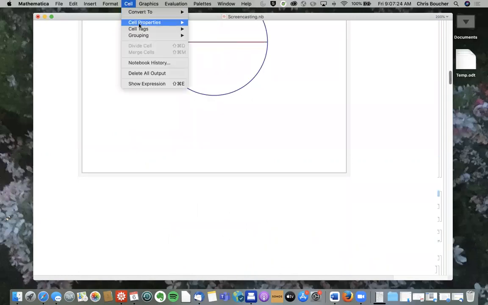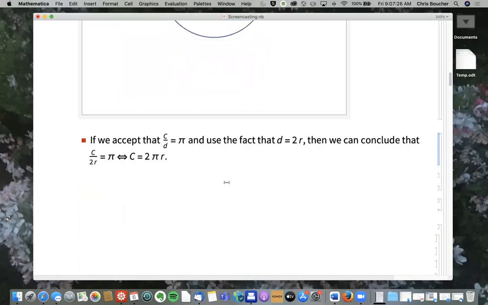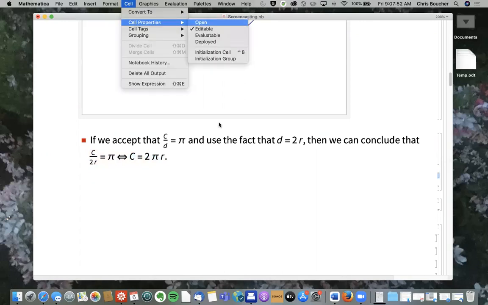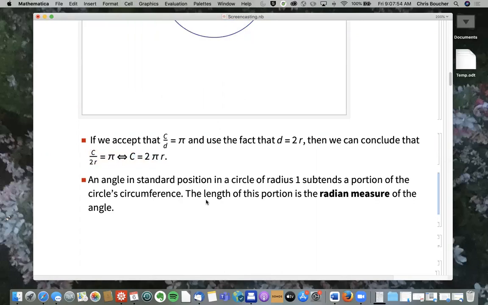Okay, so if we accept this fact, that C over D is equal to pi, and the diameter, of course, is twice the radius, the radius is halfway across the circle, the diameter is all the way across the circle, and you put a 2r in for D down here in the bottom, you can solve for the circumference and you get this formula: circumference is equal to 2 pi times the radius, which again, I expect you've probably seen before in geometry.